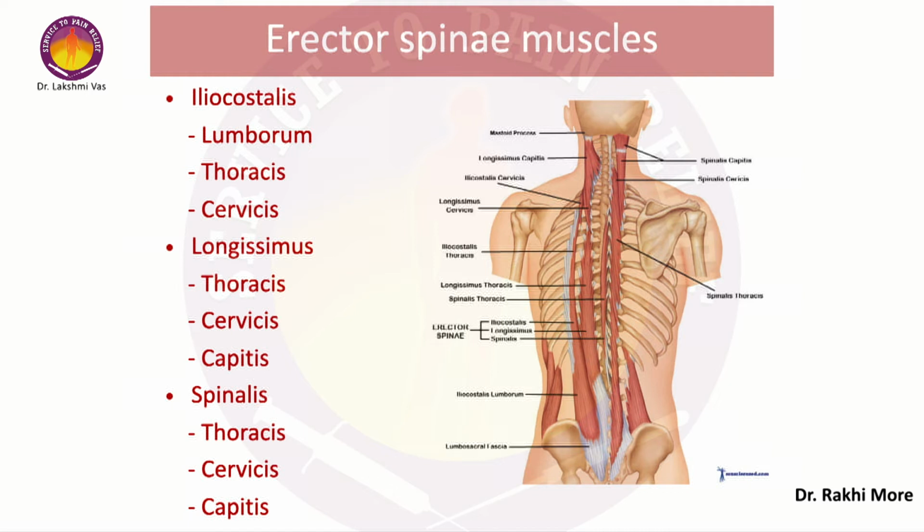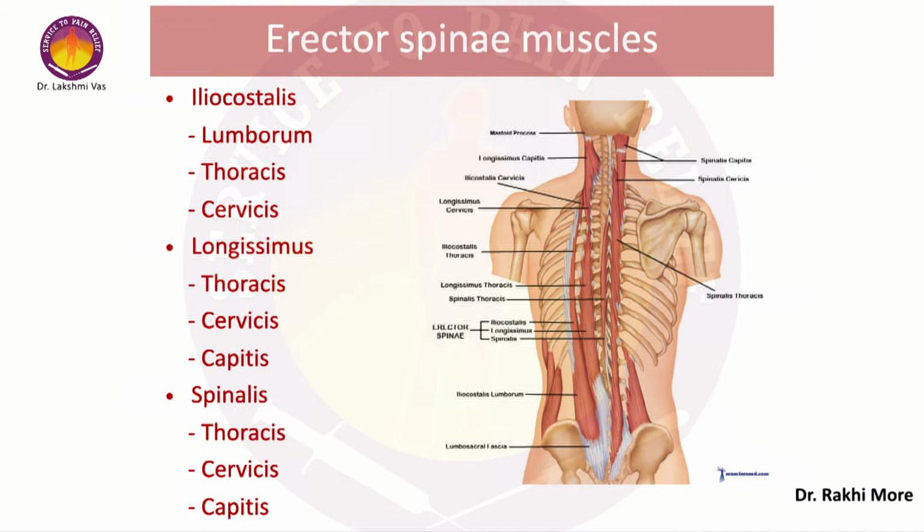Now, the erector spinae muscle is divided into three groups: the iliocostalis, longissimus, and the spinalis. You can see the three muscles from lateral to medial. The iliocostalis is the one which is attached to the ribs, so from the ilium to the rib, and it is divisible into three parts, that is lumborum, thoracis, and cervicis. So it can be seen till the level of the neck.